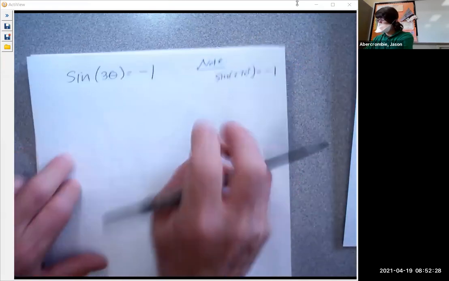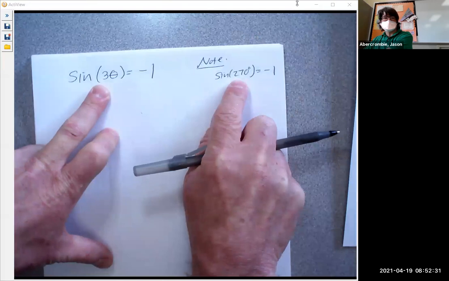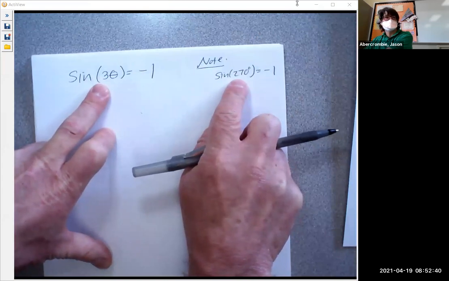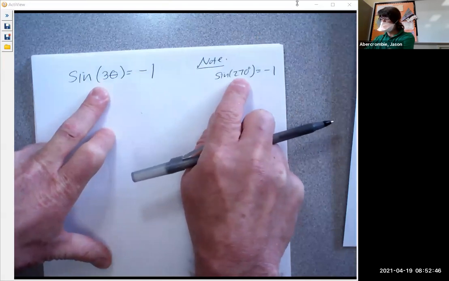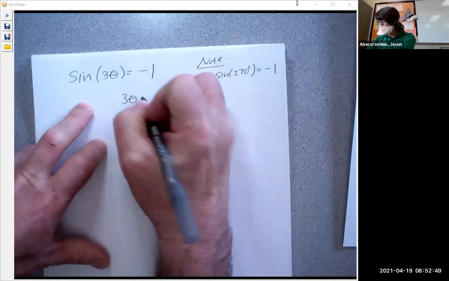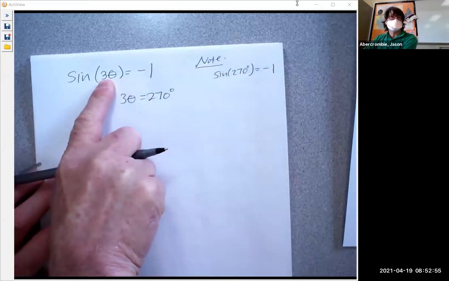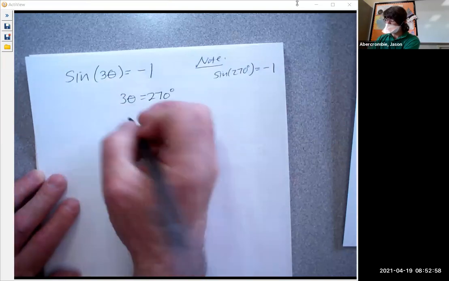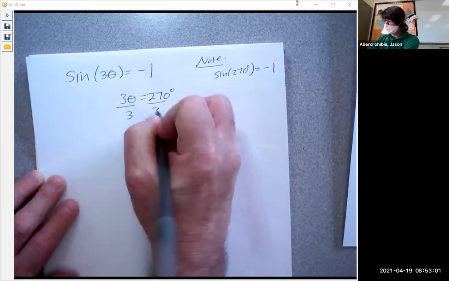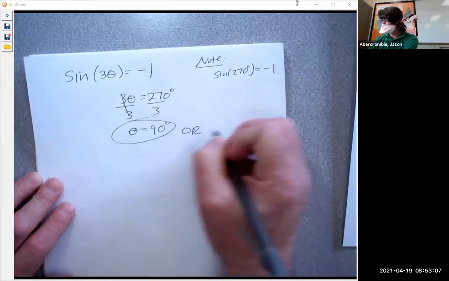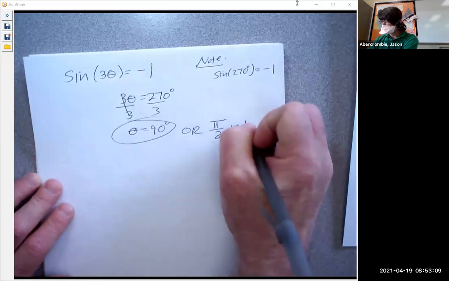Okay. So if sine of 270 is -1, then where would you swap out the 270 here? The 270 is what's in the parentheses. So 3 theta is equal to 270. If you want to know what goes in here to make -1, it's 270. So that means 3 theta has to be equal to 270. Now, if you want to solve for theta, you just divide by 3. 90 degrees, or pi/2 radians.